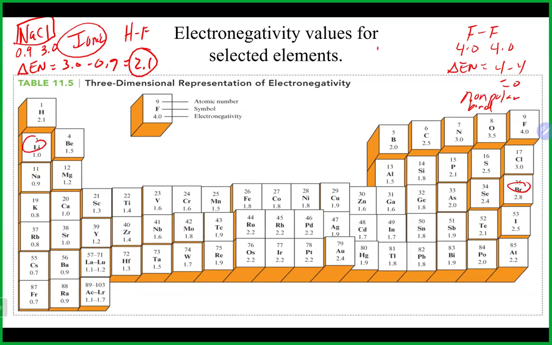If we look at HF, H is 2.1, F is 4. So our difference in electronegativity is 4 minus 2.1. That's a 1.9, I think. 1.9 is at the top end there of the polar scale. And we draw that arrow again pointing towards the fluorine, which is more electronegative. So you can use these values if you're not sure whether it is a polar or non-polar covalent bond. Again, just simply take the difference in those values, larger minus smaller.